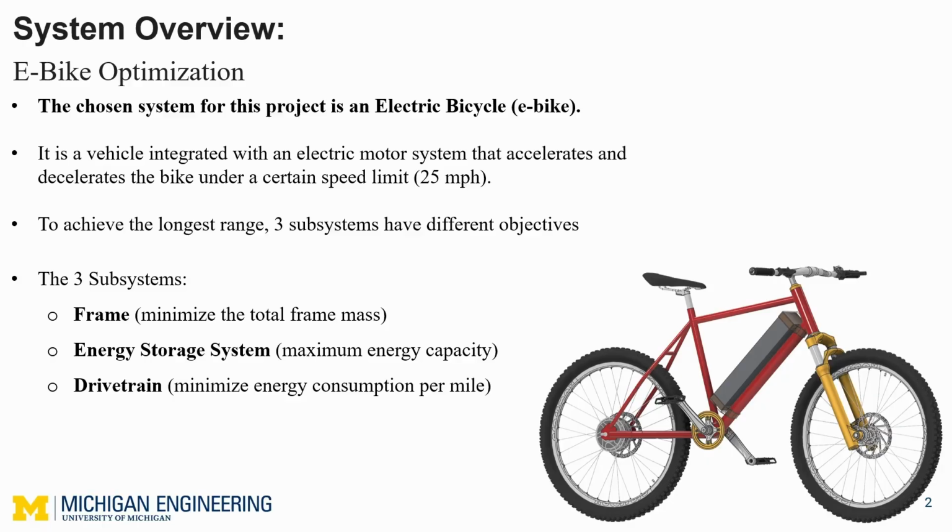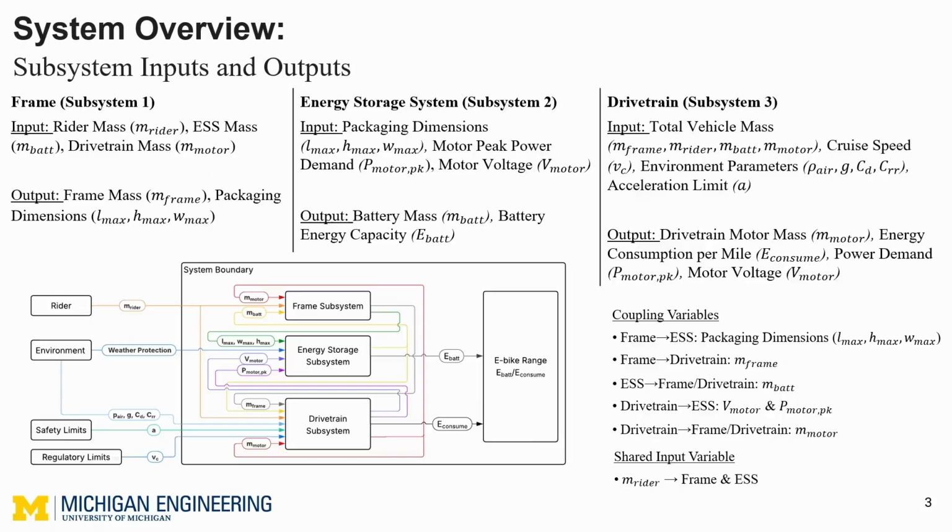The ultimate goal of our optimization is to maximize driving range as a result of optimization process in three different subsystems. Frame subsystem focuses on minimizing the total frame mass while maintaining structural integrity. And for the energy storage subsystem, we optimized the battery packaging to maximize energy capacity within dimensional constraints. Lastly, the drivetrain subsystem aims to minimize energy consumption per mile by selecting the most efficient motor option based on our optimization results. Let's look at the inputs and outputs for each subsystem.